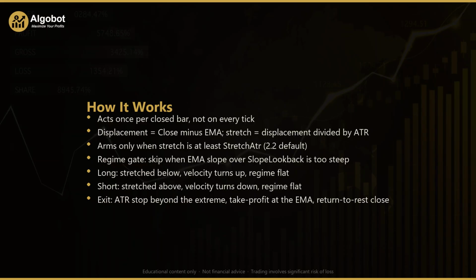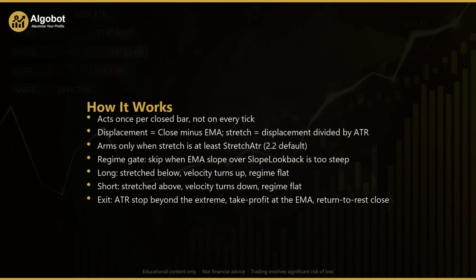Now the exits. Every trade is protected by a fixed stop placed beyond the recent extreme, set at StopAtr times ATR, 1.6 by default. The primary take profit is the moving average itself, because that's the spring's resting point. If price has already reclaimed the average by the time the order goes in, the strategy uses a fallback target of TargetAtr times ATR, 2.5 by default.